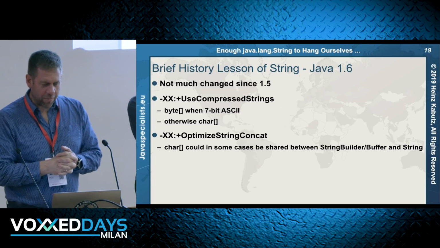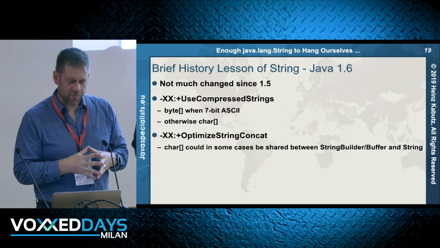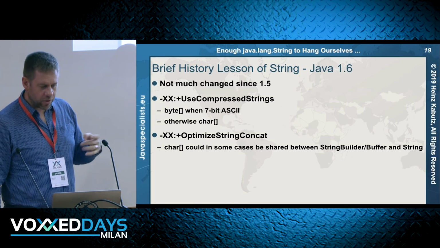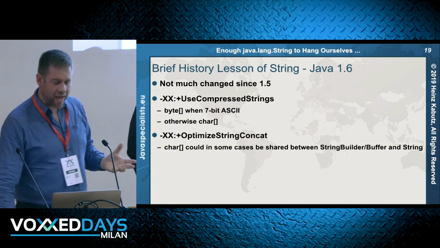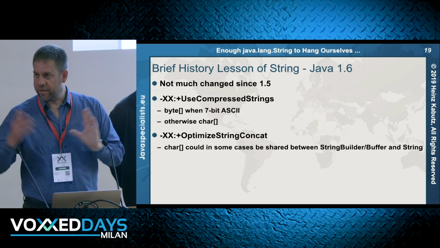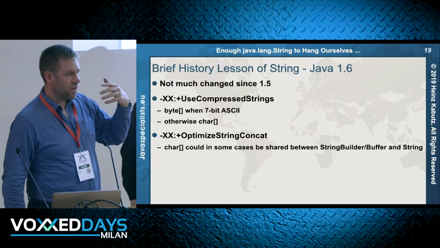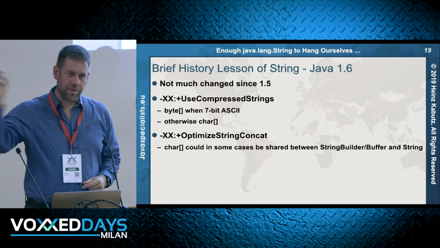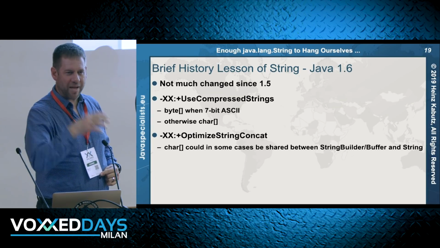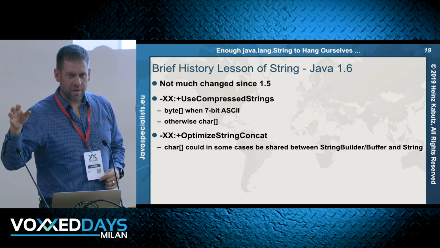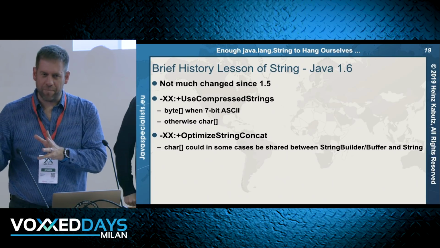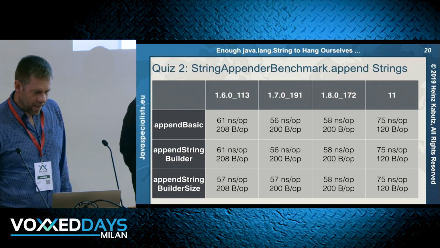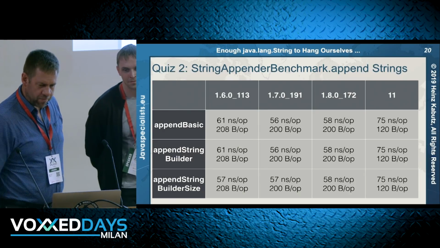They also added optimized string concat at some Java 6 version, which meant that your char array could at that point also be shared between your StringBuffer, StringBuilder, and String. So remember when I first showed Java 1.0 that they shared the char array between the StringBuffer and the String? That happens automatically from Java 6 onwards. So if you look at the Java code, it doesn't happen, but in the real world it does happen. So that's quite cool.